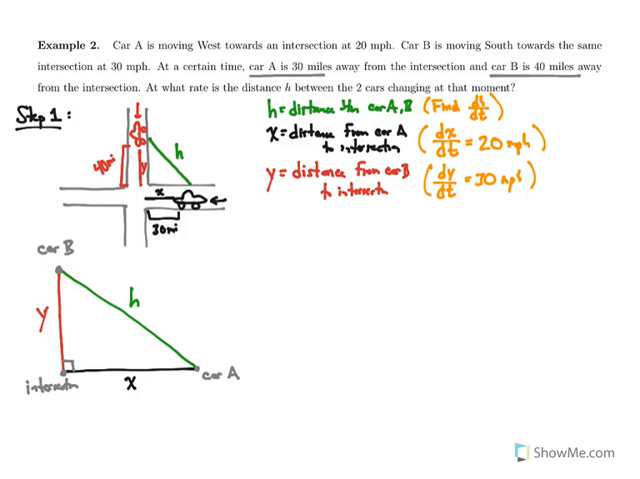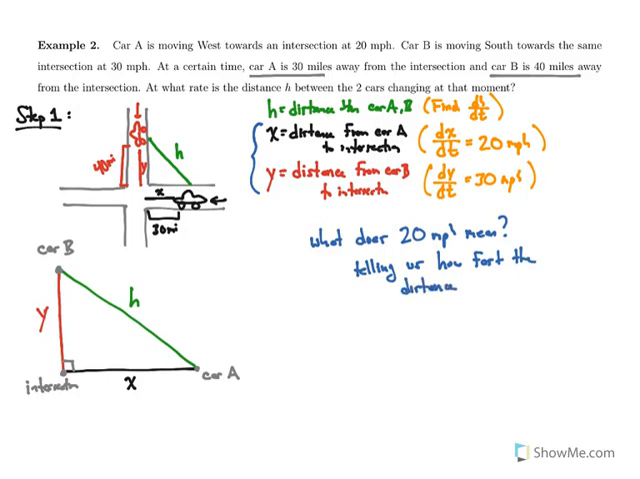I do want to talk a little bit about the distances and why we know that variable represents the distances, this x and the y especially. So remember, what is speed? What does 20 miles per hour mean? We are tracking, this is telling us how fast the distance is changing.